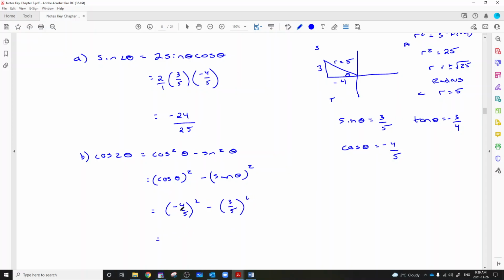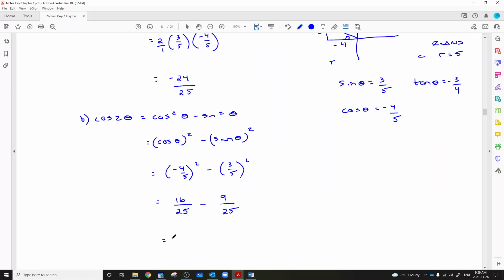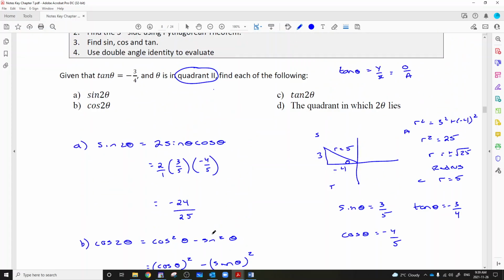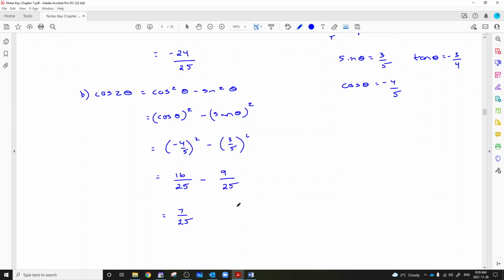Then we're going to square it. So we've got -4 squared is 16 over 5 squared, which is 25, minus 3 squared, which is 9, over 5 squared, which is 25. So that would simplify to 7 over 25. Okay, so we've done part B, now we're going to move on to part C. Part C is to find the value of tan 2 theta.